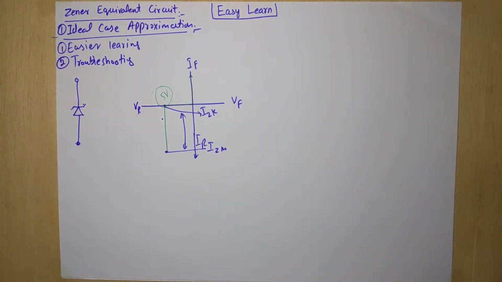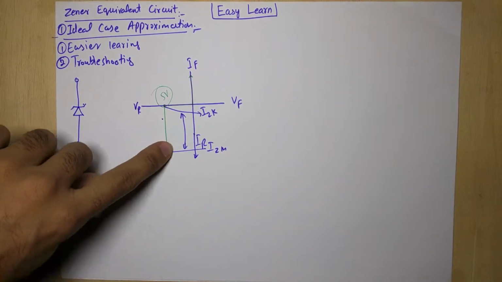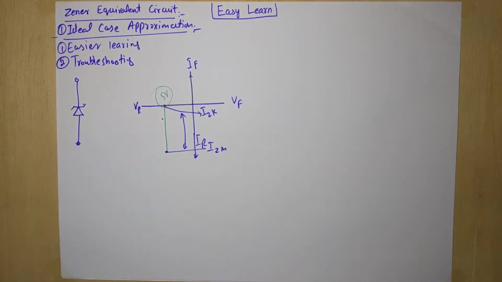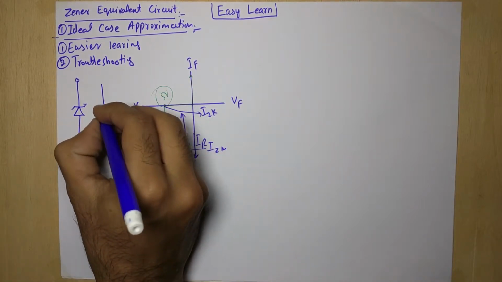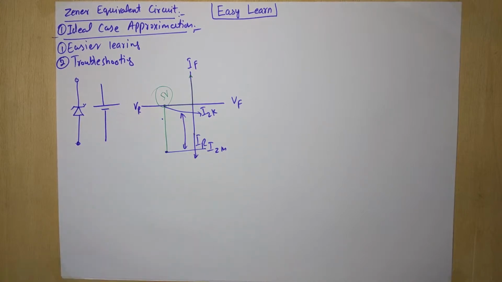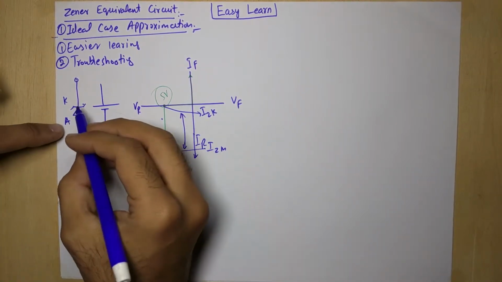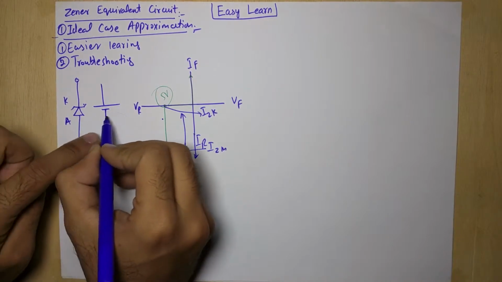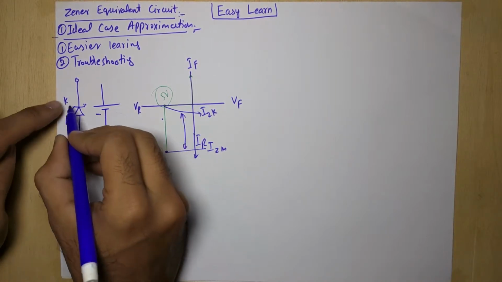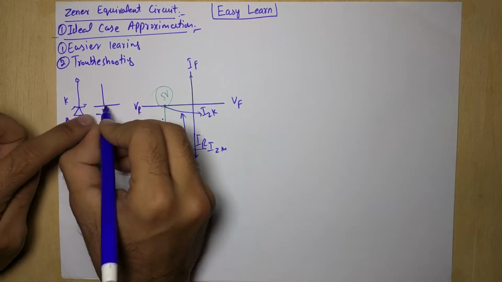This constant voltage drop across a Zener diode, produced by the reverse breakdown, is represented by a DC voltage symbol, and that is connected in reverse bias. Because this is the anode, I am showing here at the anode side this is negative, and this is the cathode, and I represent this side with the positive.